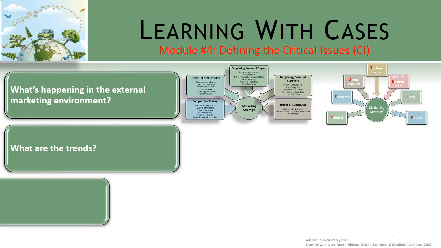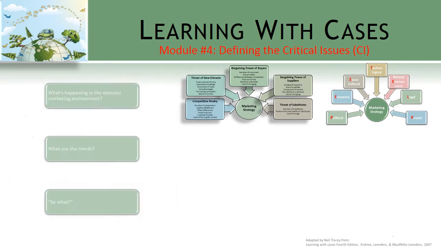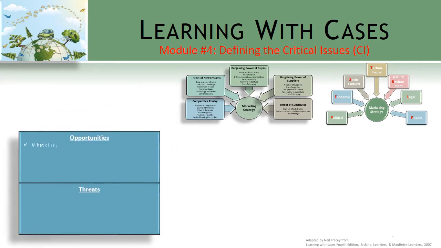Again, as we review the external environment, we want to answer the question, so what? What does this mean for our organization? What is the impact of these trends on our strategy going forward and our ability to achieve our definition of success? From here, we can continue to build our SWOT analysis, identifying the opportunities and threats in the external environment.